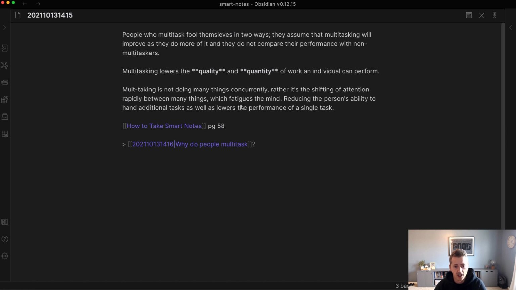But people who multitask fool themselves in 2 ways. They assume that multitasking will improve over time. That's a bias that we have just as human beings. And the other one is that they never compare themselves to people that aren't multitasking. In today's world, finding someone that doesn't multitask is kind of hard to do anyway. And then this was the interesting part and why I bolded it: multitasking lowers the quality and quantity of the work that the individual can perform.